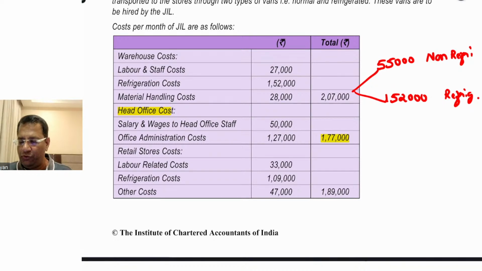Very good, beta. It is incurred for all the products. The non-refrigerated cost, that is related to labor and material handling cost, is incurred for the refrigerated product, but also for the non-refrigerated product. So this is the cost incurred for all the products, while this 1,52,000 cost is incurred exclusively for product number 1 and product number 3.